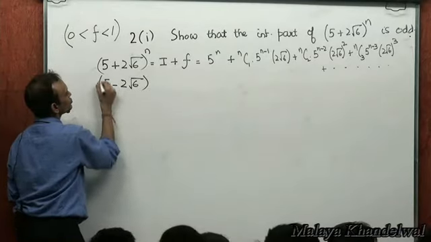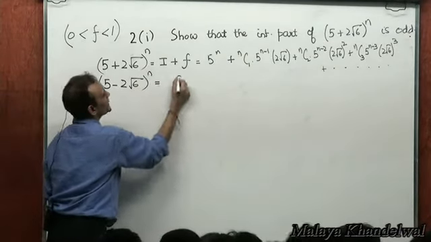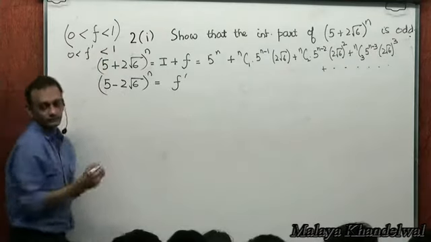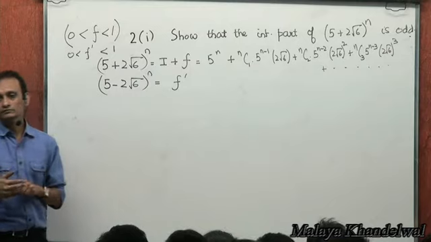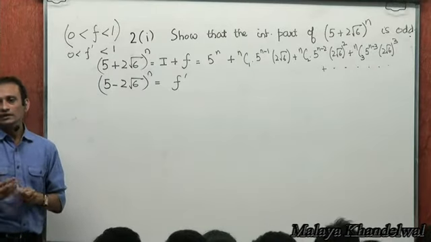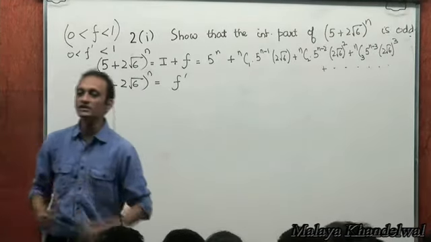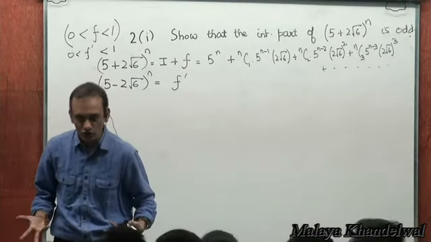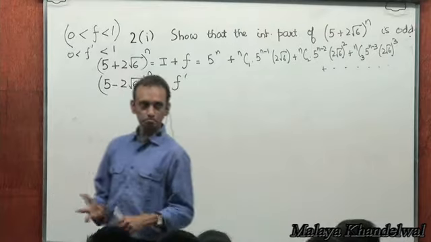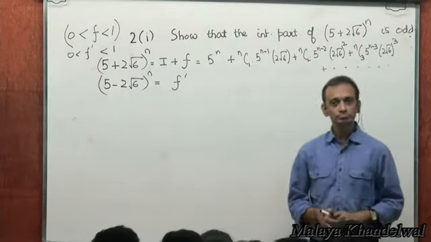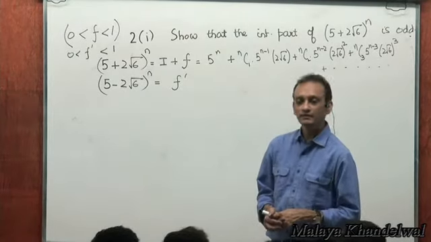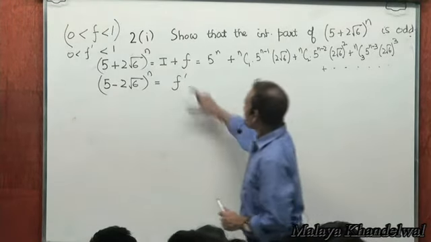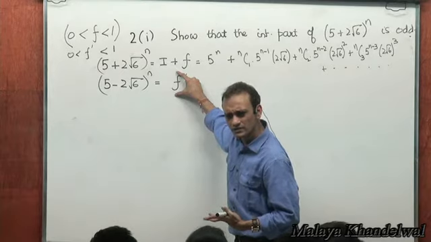(5 minus 2 root 6) to power n will simply be f prime, where f prime would be a number lying between 0 and 1. If there is a number 0.3, what is its integer part? 0. Isn't it? If there is a number lying between 0 and 1, its integer part has to be 0. Clear? F prime is just a number lying between 0 and 1, isn't it?